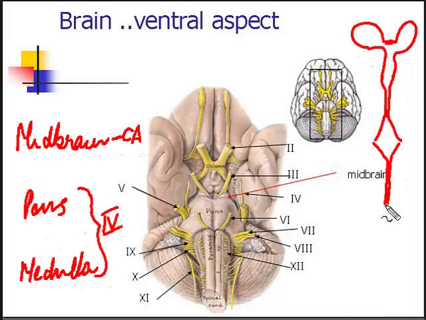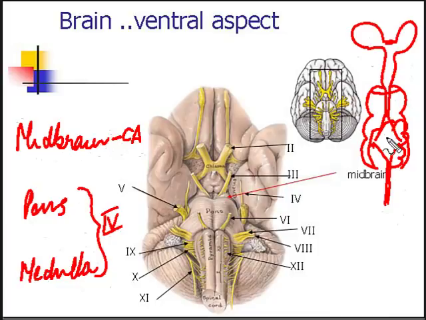So this aqueduct is surrounded by the midbrain. Here we have the midbrain which surrounds the aqueduct, and this region of the fourth ventricle has the pons and the medulla in its floor, and then sitting on the roof is the cerebellum. So the roof is formed by the cerebellum.